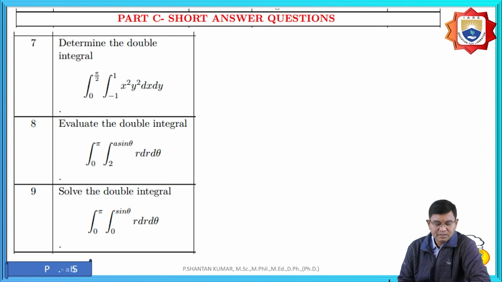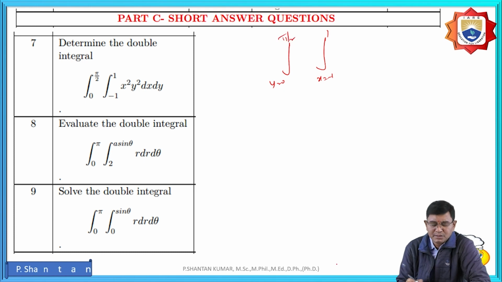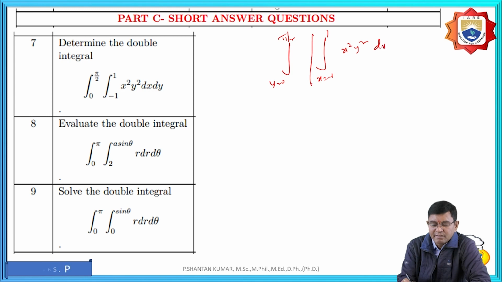Next one, determine the double integration. It is also constant limits, no problem. The limits are x is equal to minus 1 to 1 and y is equal to 0 to pi by 2. Actually it is under polar coordinates, but no problem, calculate x square plus y square into dx, and after that with respect to dy.